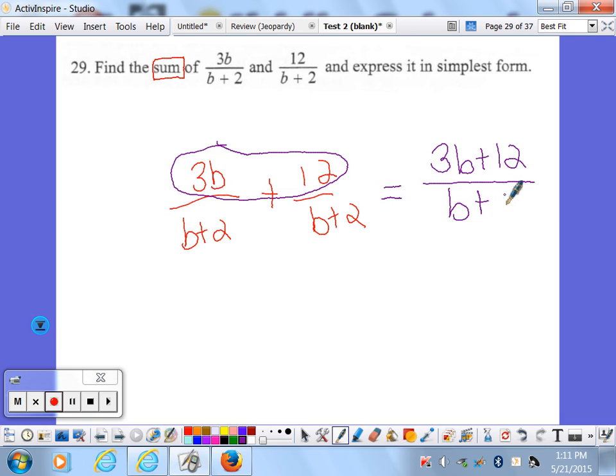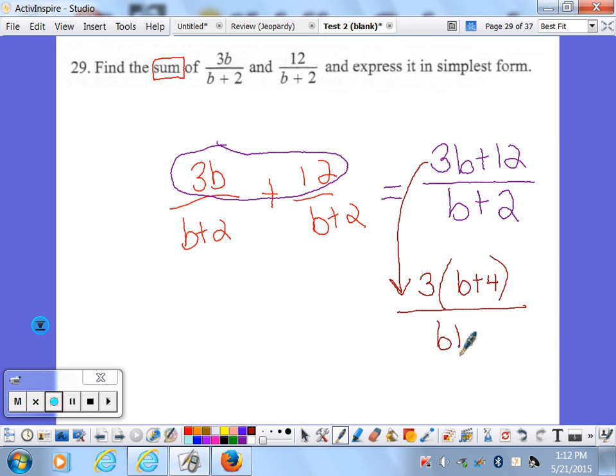And it does say in simplest form. So what I'm going to do is check to see if I could simplify anything. And I could factor this numerator by using GCF. So if I take out a 3, I'm left with b plus 4 all over b plus 2. So again, this was an old topic that we didn't get to see this year, but that's okay. We're just following our fraction rules. And it is in simplest form. We're not able to simplify or reduce anything. So then what I have here is our final answer. And that's it.